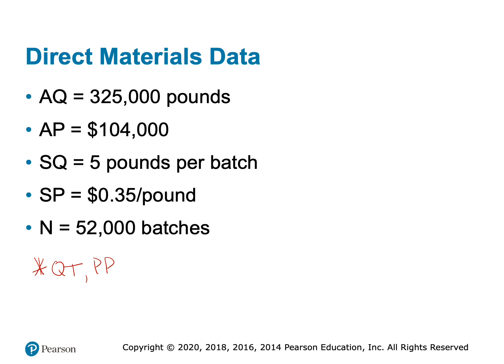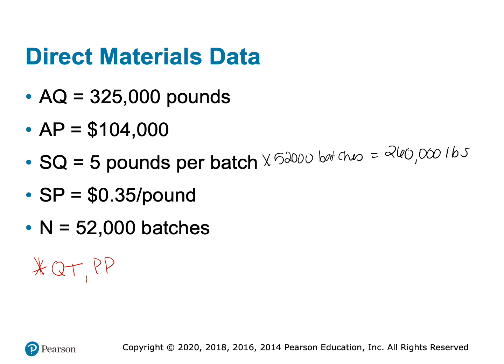So let's just start with the quantities. My actual quantity is 325,000 pounds. My standard quantity is 5 pounds per batch. So if I want both quantities to be in total, I need to convert the 5 pounds per batch to the total. If I'm making 52,000 batches, the total quantity of materials that I would expect, I would say 5 pounds times 52,000 batches equals 260,000 pounds.